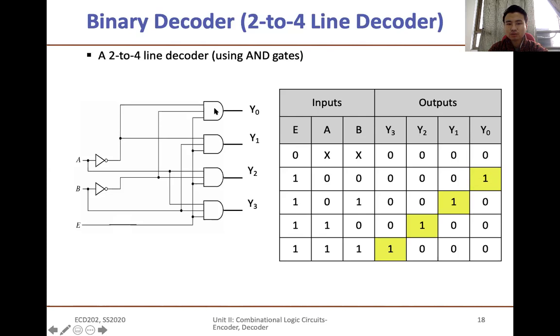Now if you focus out here, your inputs A and B are connected through inverters. So in order to have output at Y0, your inputs A and B are connected through inverters to Y0. Only then will you have output at Y0. So therefore, the Boolean expression for Y0 will be A bar B bar.